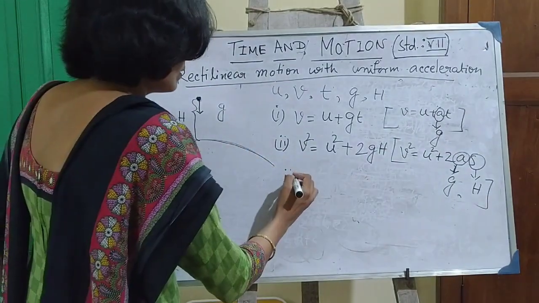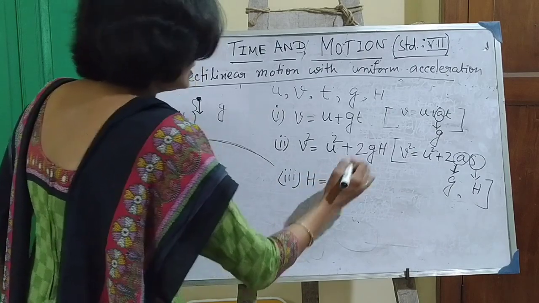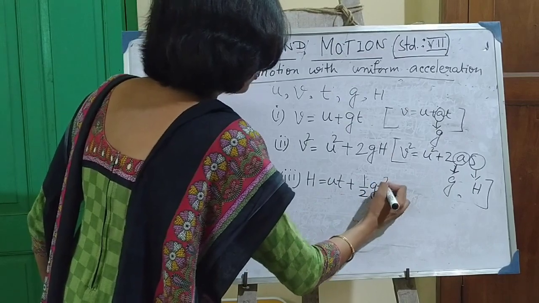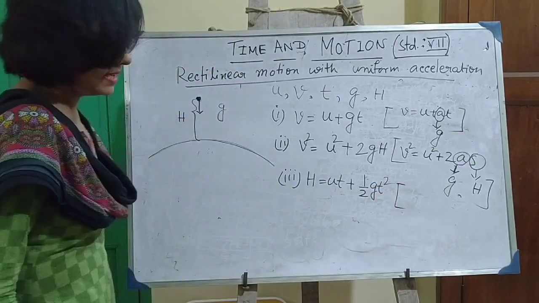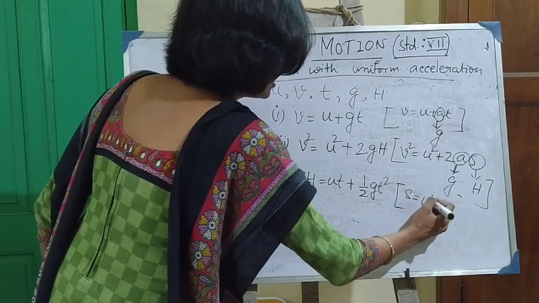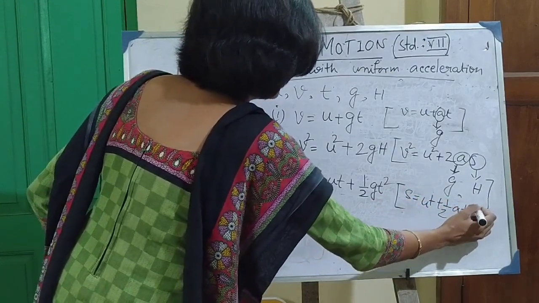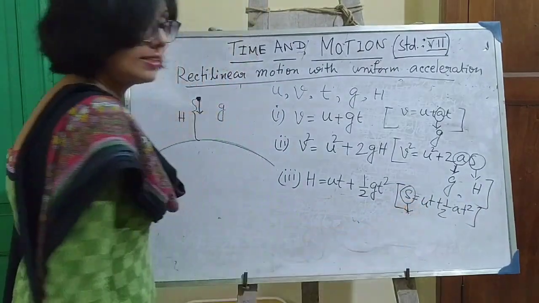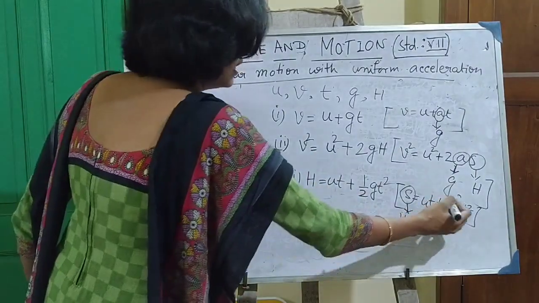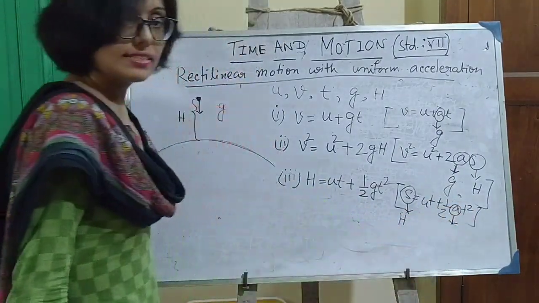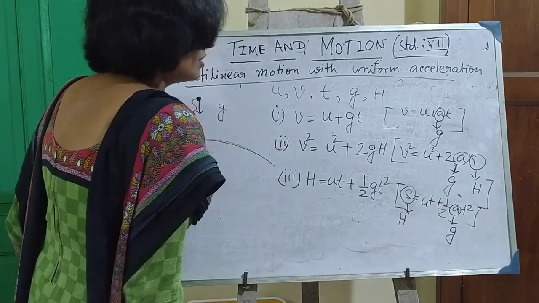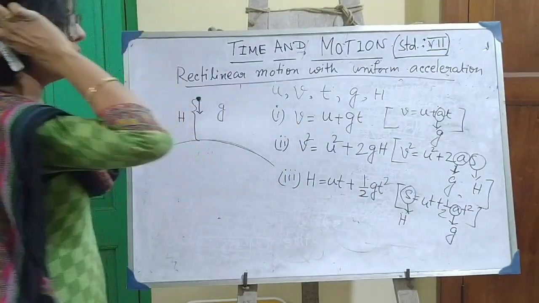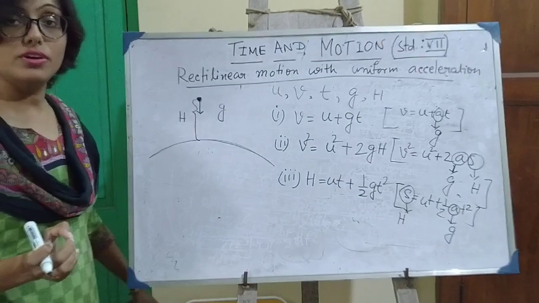Number 3, h is equal to ut plus half gt square. Previously, we had seen that s equal to ut plus half at square. Same as before, s means distance traversed during time t. Here the distance is the vertical height h. a is the acceleration. Here the acceleration is acceleration due to gravity small g. So instead of s, we are using h. So these are the equations of motion for a freely falling body.